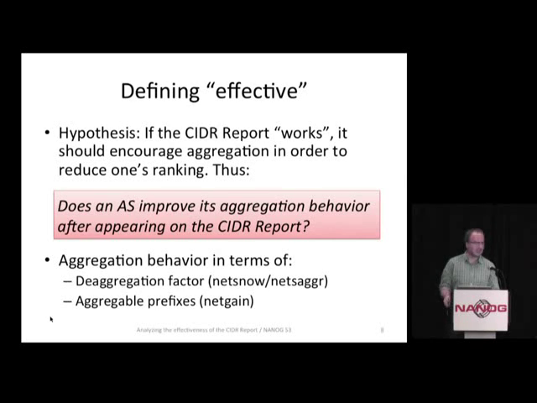We look at aggregation behavior in two ways. I'm only going to talk about one here, and that's deaggregation factor. You can also look at it in the raw number of redundant prefixes that an AS is advertising, but I'm not going to talk about that here.